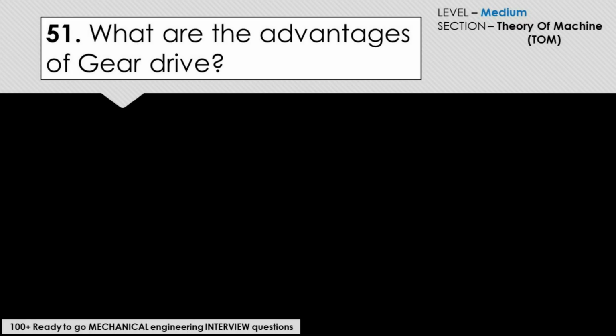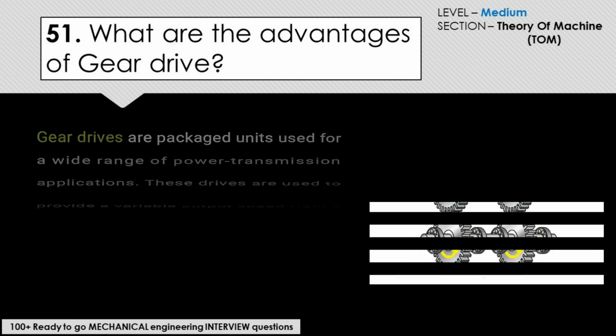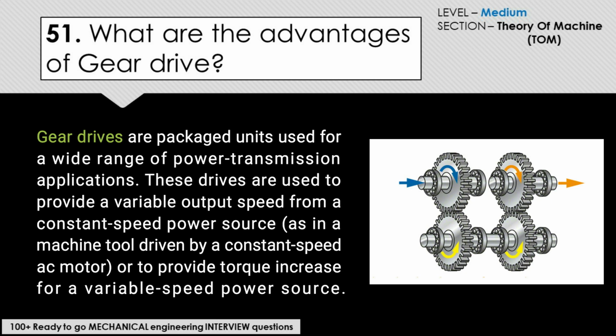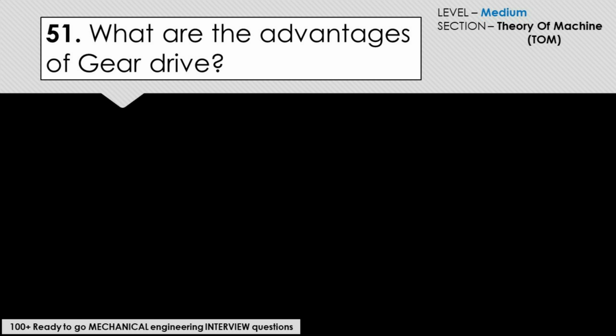What are the advantages of gear drive? Gear drives are packaged units used for a wide range of power transmission. These drives are used to provide a variable output speed for a constant speed power source, or to provide torque increase for a variable speed power source.